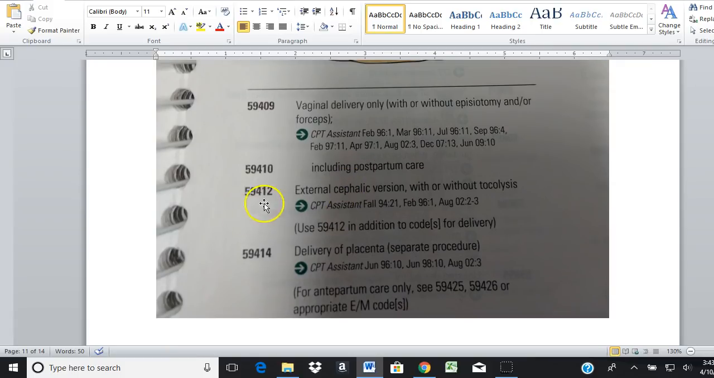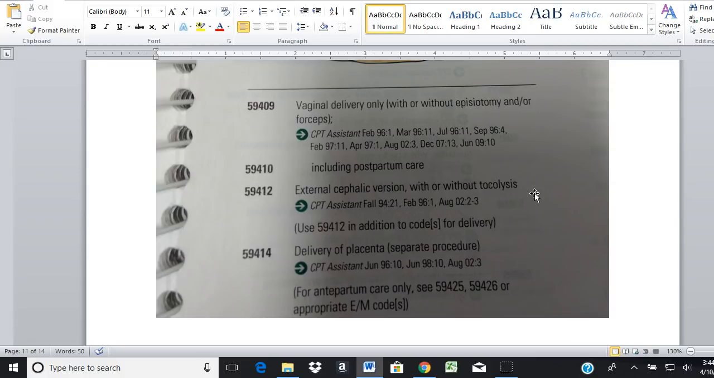We also have 59412, external cephalic version with or without tocolysis. So this is when the baby's in the wrong position. They are not head down, face down. A lot of babies for some reason like to go sideways, so their head and feet are on the left and right side of mom's body. And again, what the doctor does is put pressure and push on different parts to make sure that they can get the baby to come out.